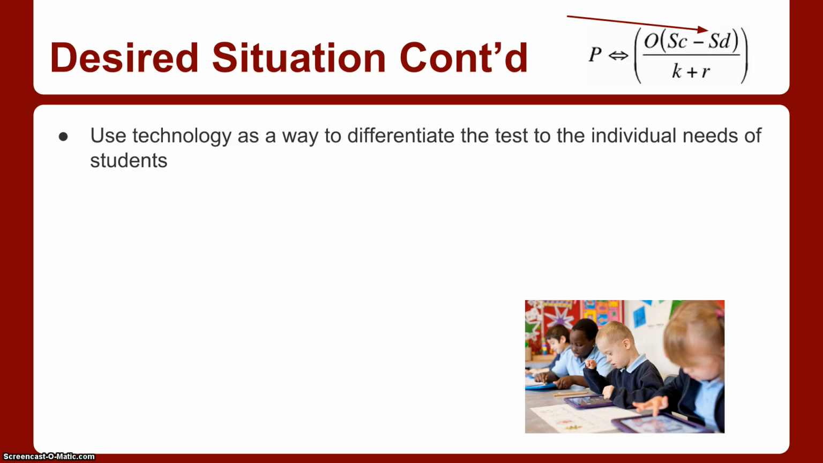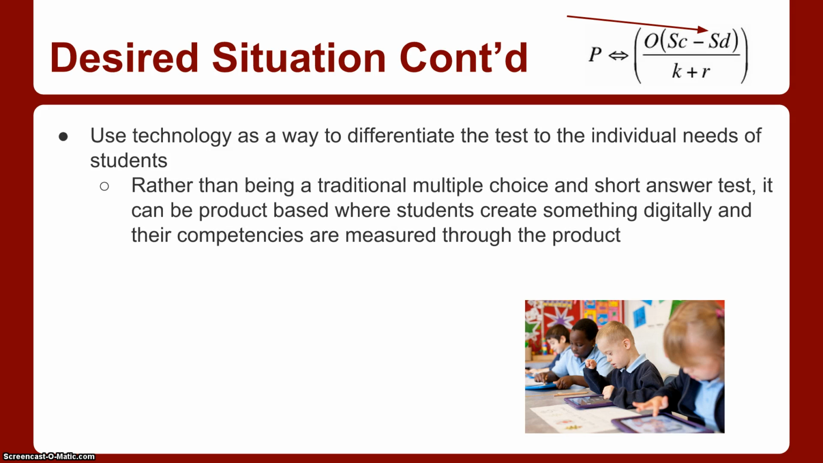Let's use technology as a way to differentiate the test to the individual needs of the students. For example, rather than being a traditional multiple choice and short answer, it could be product based, where students create something digitally and their competencies are measured through the product. This would better reflect the process as well as the product, and the critical thinking and logical reasoning goals as stated by the state. An example of this is if you've ever been to a First Lego League competition, they often have a rubric which assesses the student's ability to collaborate, be creative, and think critically.